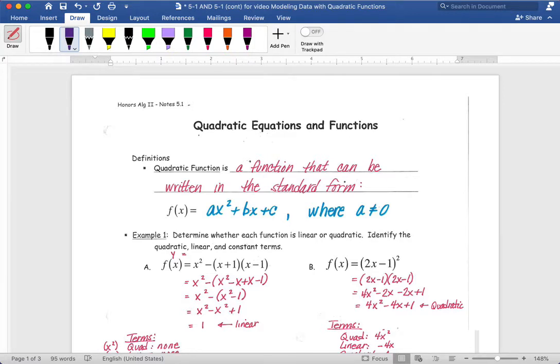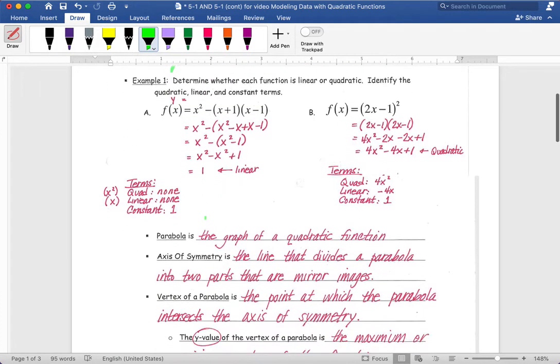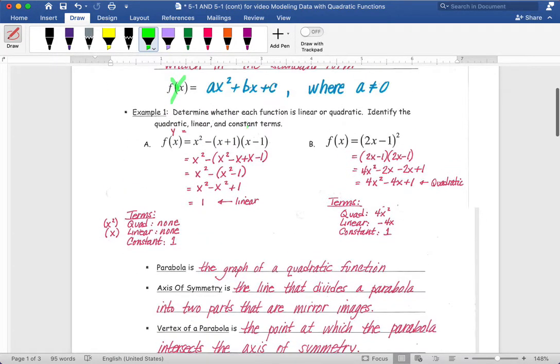It's a function that can be written in the standard form, f of x equals ax squared plus bx plus c. Now remember, f of x really takes the place of y. So this is an equation, y equals ax squared plus bx plus c. Of course, a cannot equal 0 because if I put a 0 in here for a, then this thing is no longer quadratic. It would be linear. Okay, so keep that in mind. Quadratic's got to have a quadratic term in it.